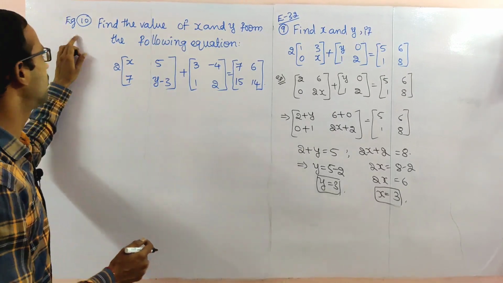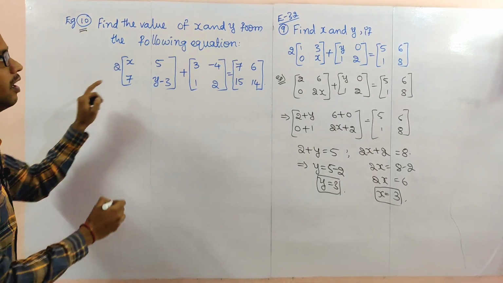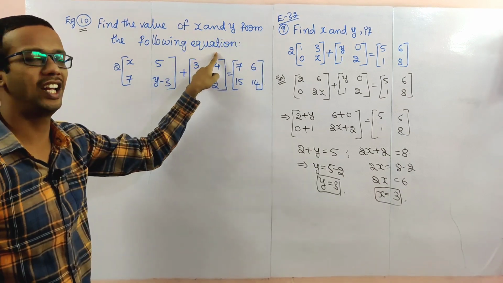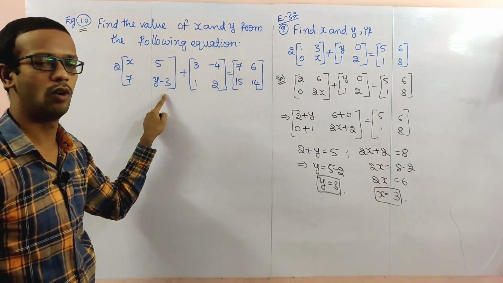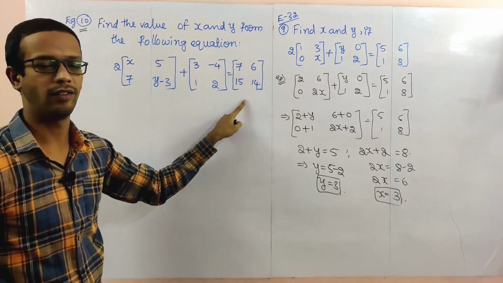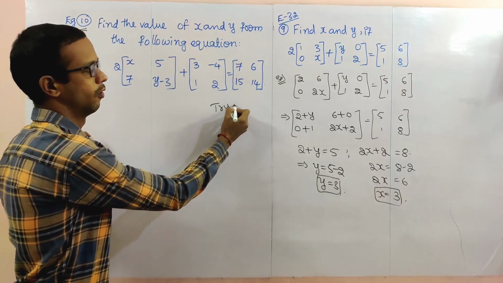Similarly, one example problem. This is example 10. Find the x and y from the following equation. The same scalar multiplication we have to do, then addition and comparison. So try this yourself, this is homework.